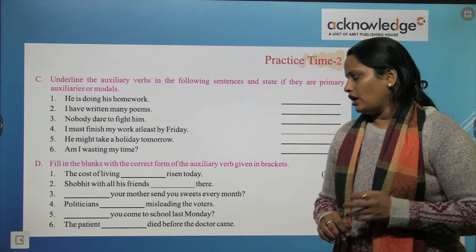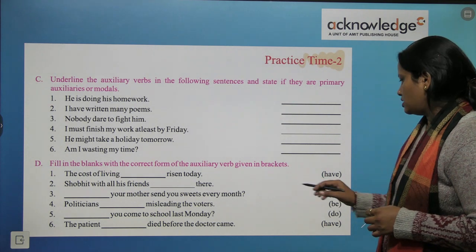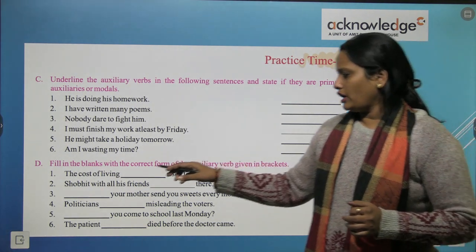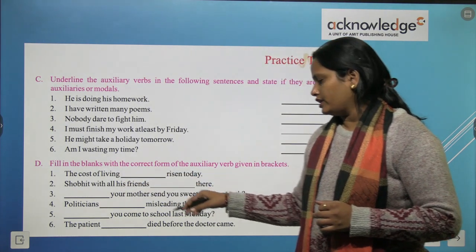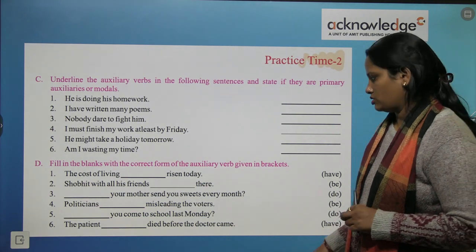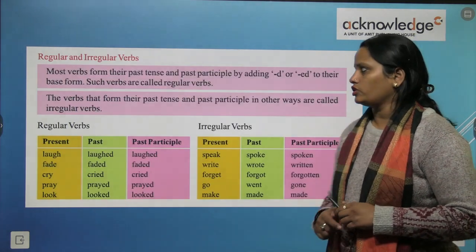Shobit will with all his friends dash there. So यहाँ पे हमें be form fill करना है. So we are going to write Shobit with all his friends was there. So here we have to write was. And rest you have to do on your own.